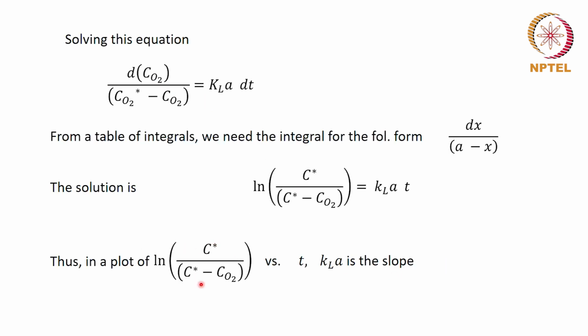So once you have this data, you could plot this quantity ln of C star divided by C star minus CO2, because you have CO2 versus time data, right? So you can plot the entire data and you have that power of the entire set of data to get a good estimate of KLa. It will be the slope of the curve ln of C star by C star minus CO2 versus time. Let me present this problem to you and leave it to you to work out. When we come back, I will present the solution, okay, in the next class.